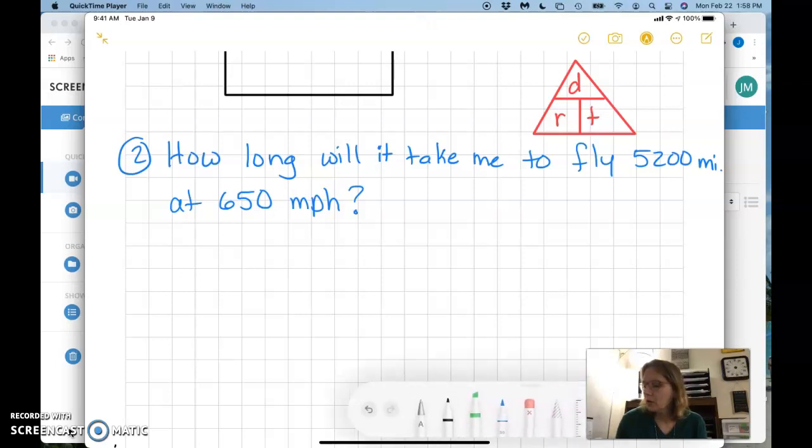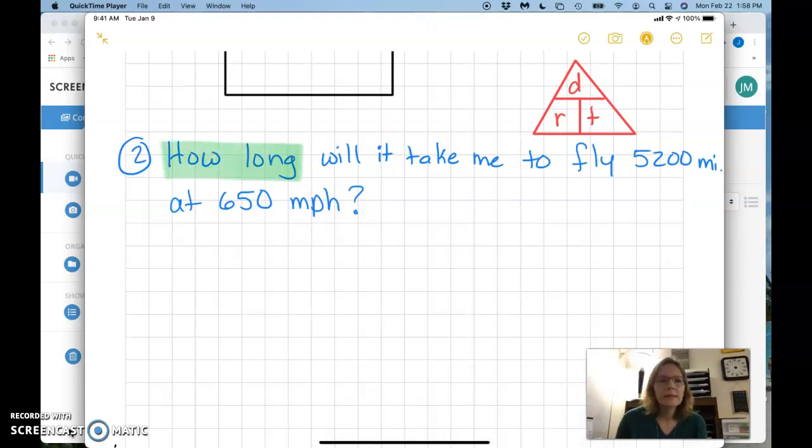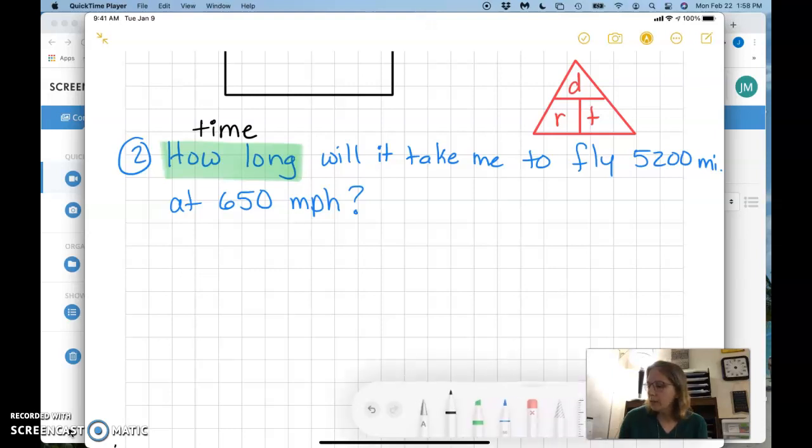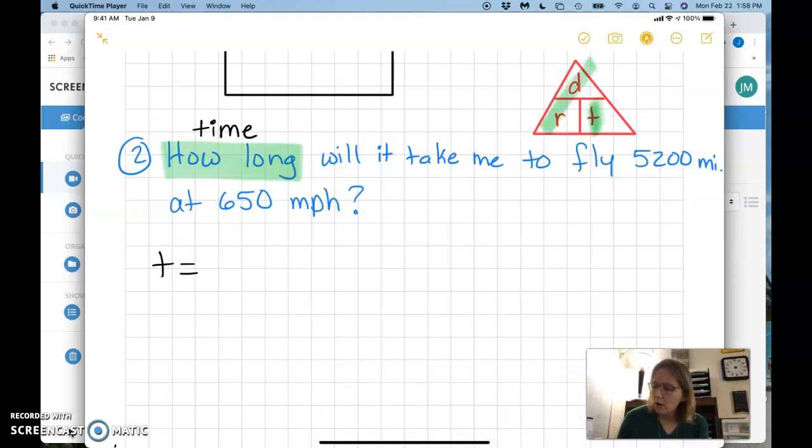So the first thing we're going to look at is how long. What is it asking me to find? When it says how long, it's asking me to find time. So that means I need to use my time formula, which is T equals, and then I can see by the triangle, D over R. So my distance over my rate or my speed.